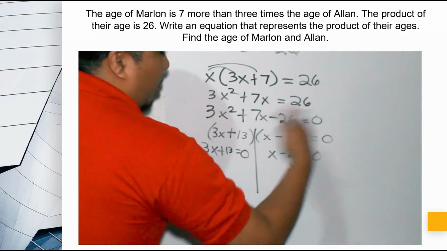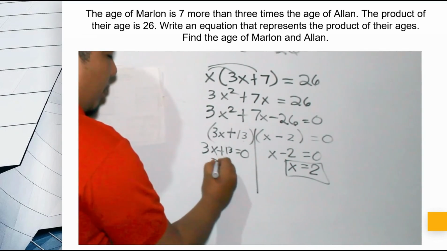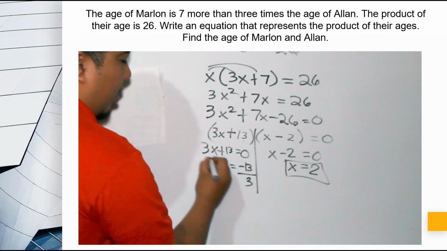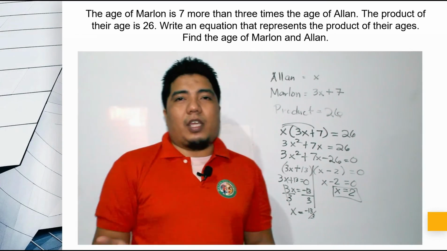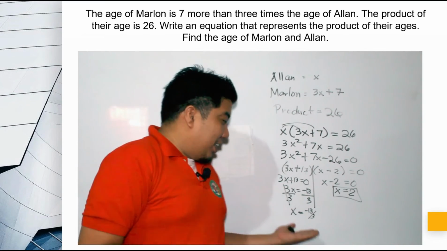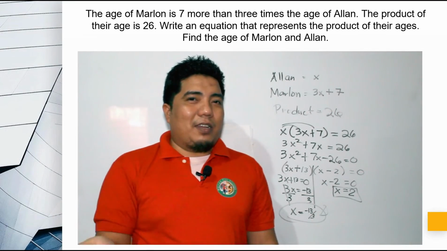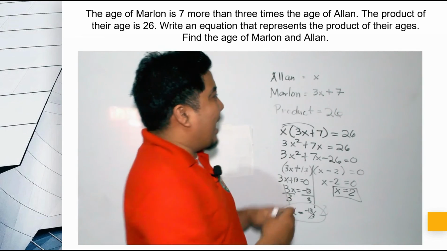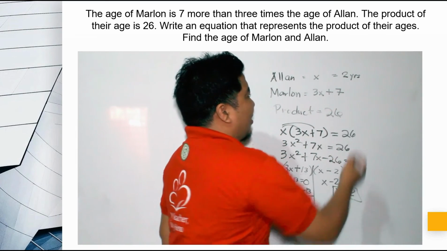So, if we solve this one, we transpose that, and that will become positive 2. While here, this will become 3x equals negative 13. You divide both sides by 3 to cancel, and x is equal to negative 13 over 3. Now, the question is, which among the two is the acceptable age? This is a negative, this is a positive. Therefore, this one will be discarded, and this will be our value for x. Now, our x here is Alan. So, that means Alan is 2 years old.